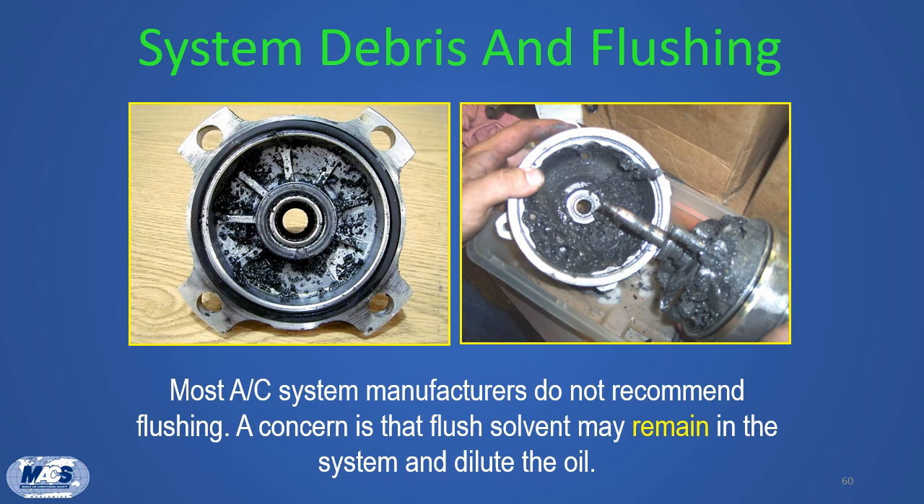Many system and component manufacturers also have reservations concerning the use of solvents to flush systems. The manufacturer's main area of concern is that some solvent may remain in the system even after a prolonged deep vacuum. This residual solvent can dilute the lubricant, which can lead to inadequate compressor lubrication and possible subsequent compressor failure. It can also affect the chemical stability of the refrigerant, seals, and hose materials.